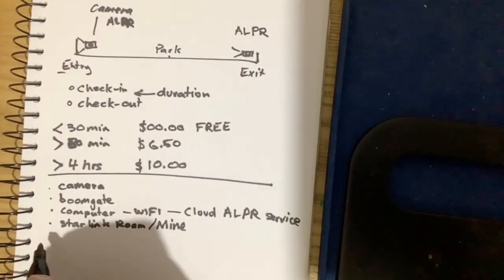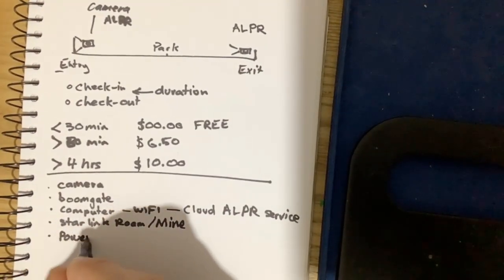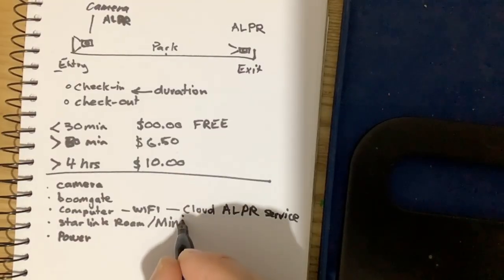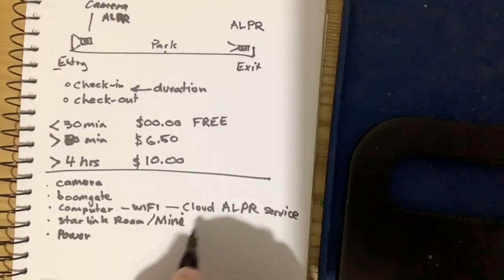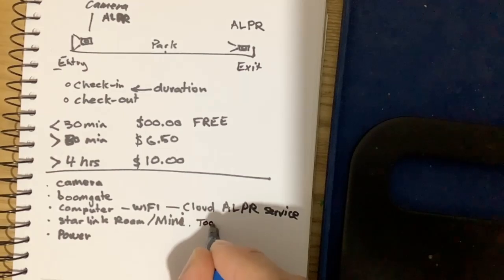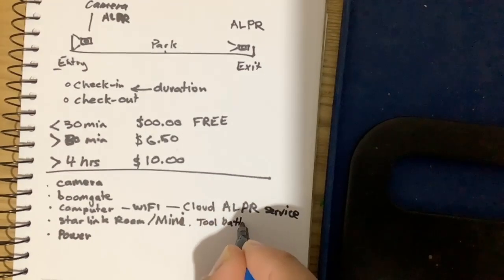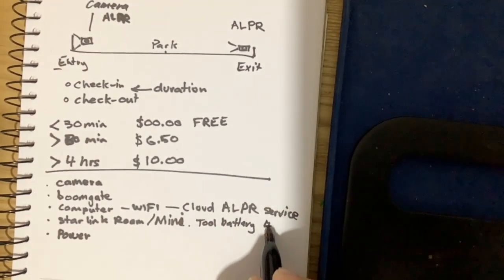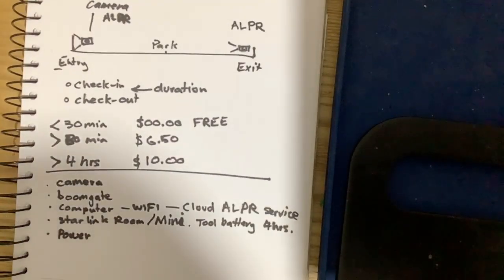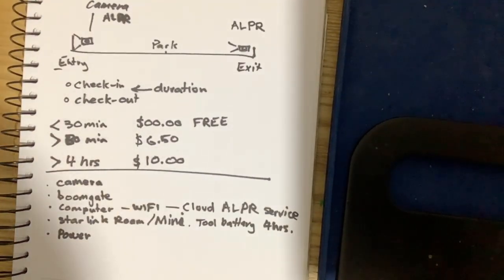The other thing is we need power. We need power for the whole thing. We don't want to be running off a generator. That's a bit noisy. We don't want to be running off a giant lithium battery. That's too expensive. The Starlink Roam Mini, I do have a connector that will run it on a tool battery. So we'll say tool battery. And some of those limitations is that it lasts about 4 hours. Now, if we have a parking attendant, they can swap that battery out. So we could potentially run for quite a long time, at least 24 hours if we have enough spare batteries.